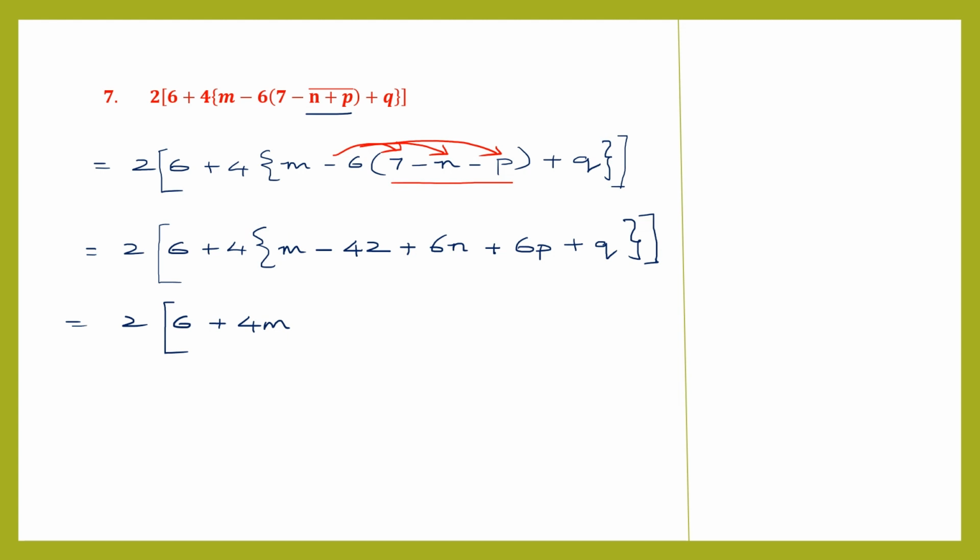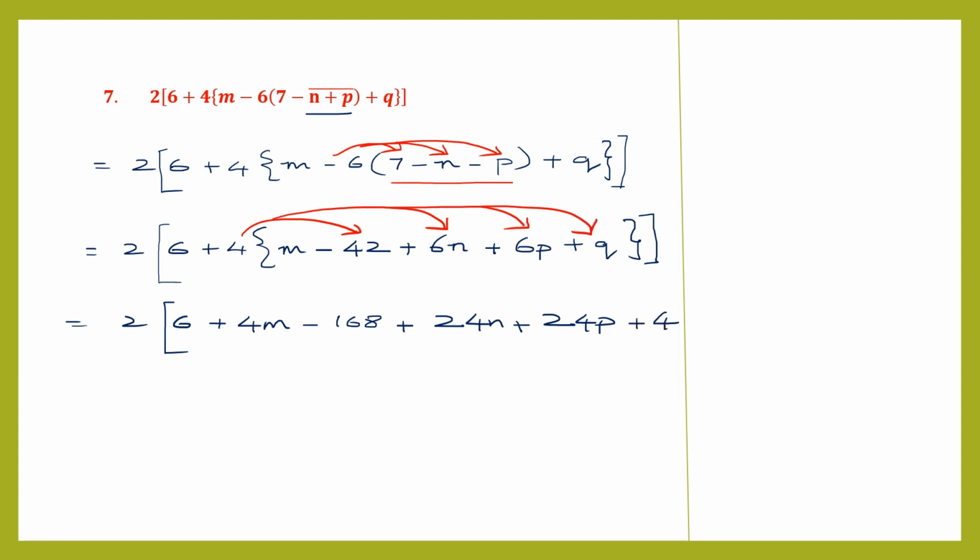Now let's multiply 4 into minus 42. It's minus 42 into 4 is 168. Now we multiply 4 into plus 6n. So the sign is plus. 4 sixes are 24. That's n. Multiply now 4 into 6p. The sign is plus. 6 fours are 24 and p. Then multiply it with plus q. So what do we have? Plus 4q. So now we have removed the curly brackets.